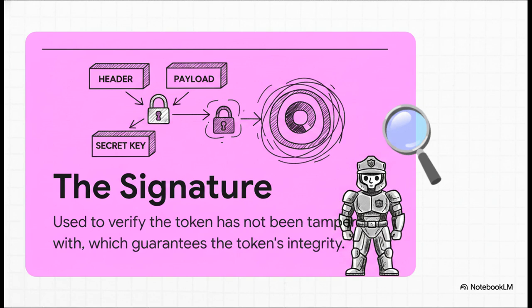And now for the most important part, the signature. This is the trust mechanism. Seriously, think of the signature as the token's personal, very serious security guard. It's made by taking the header and payload, mushing them together, and then signing them with a secret key that only, and I mean only, your server knows. So every time a request comes in, the server does that math all over again. If the signature it calculates doesn't match the one on the token, nope, access denied. It's how we can be 100% sure that token hasn't been messed with.